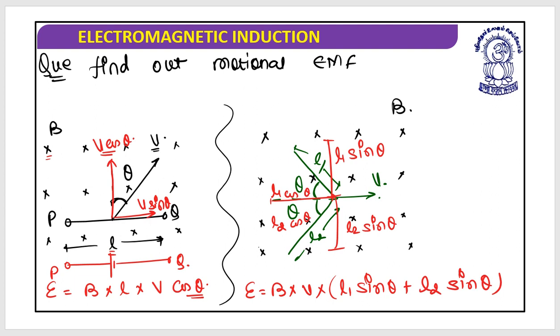Now which one is the positive terminal, which one is the negative terminal? So it will look like this. Yes, this is the positive terminal and this is the negative terminal of the battery. Do you understand this?